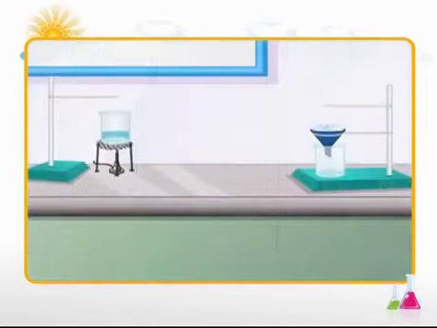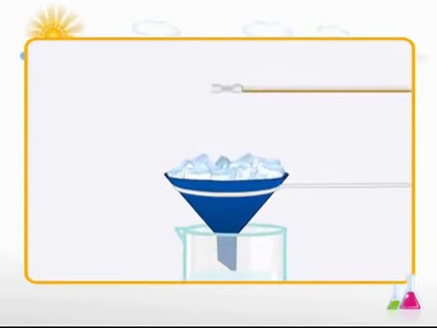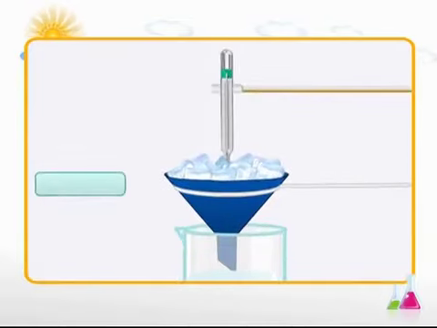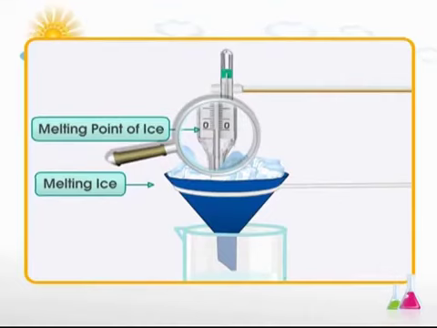Let's now learn to calibrate a thermometer. For this, first place the thermometer in ice and mark the melting point of ice, that is 0 degrees Celsius, as the lower fixed point of the thermometer.